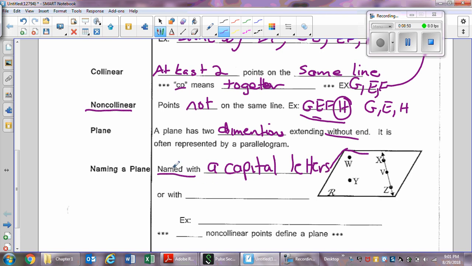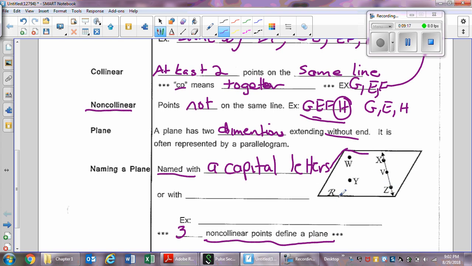And when you're naming with the capital letters, make sure, this is really important, the points you use have to be non-collinear. Okay, 3 non-collinear points define a plane. So I cannot name this plane XYZ because XYZ represent a line, not a plane.